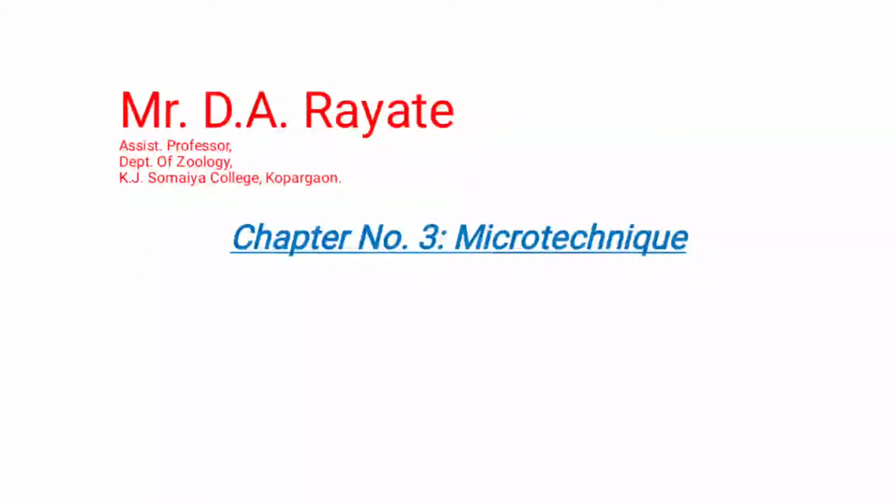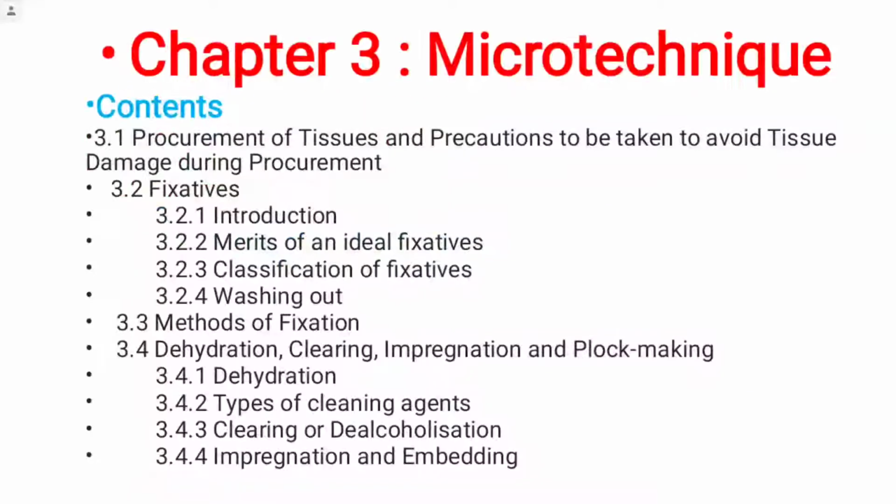Good morning, students. Today we are going to start chapter number 3, Microtechnique. This is the content of chapter number 3, Microtechnique. The contents mainly include 3.1 Procurement of tissues and precautions to be taken to avoid tissue damage during procurement.